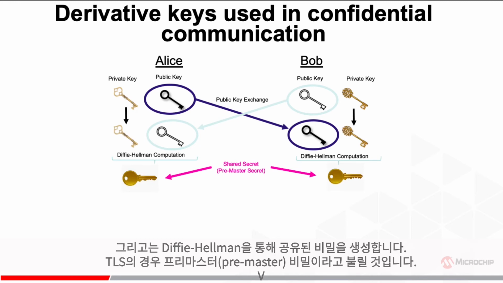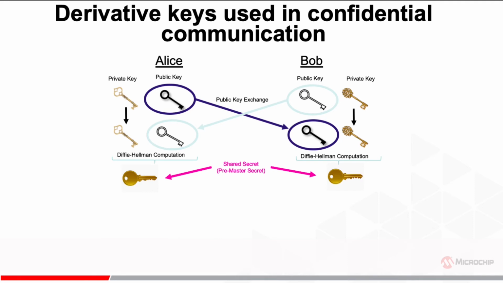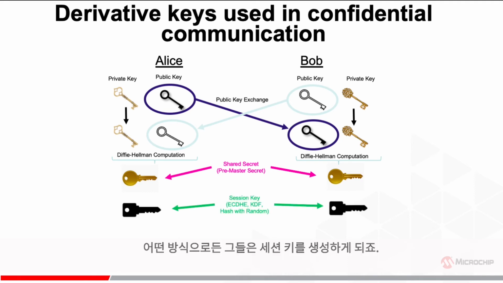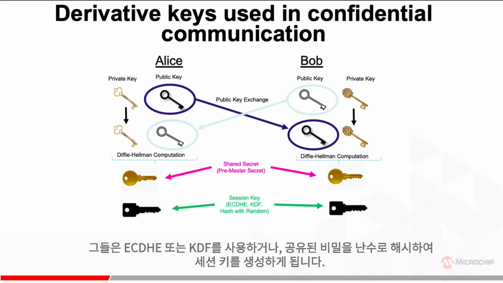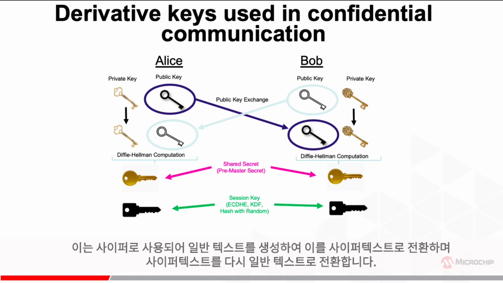Again, if we're talking about TLS here, it would be called a pre-master secret. They would create their session keys somehow. They would use ECDHE, ephemeral ECDH, or they would use a KDF, or they would simply hash their shared secret with a random number to create a session key, which would be used on a cipher to take plain text, turn it into ciphertext, and then turn ciphertext back into plain text.